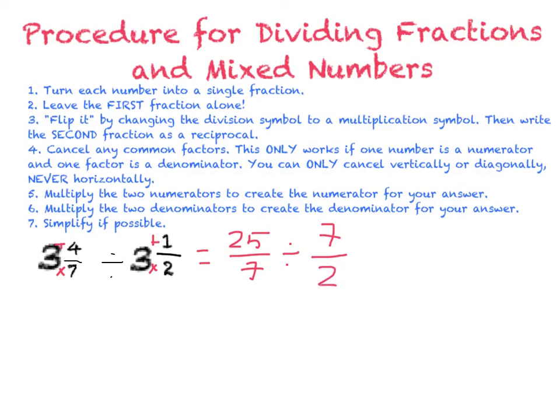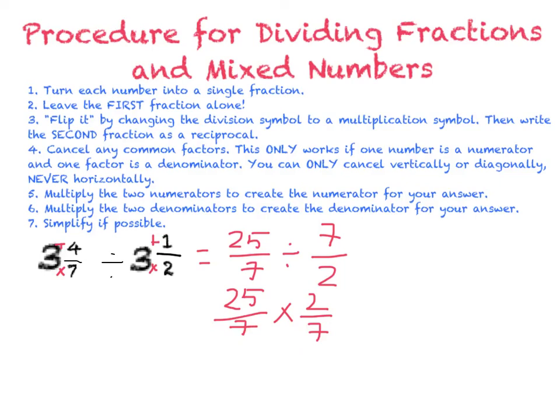Now again, it can be tempting to start canceling right now. We cannot go to the canceling step till after we've left one fraction alone and flipped and used our reciprocal. So I'm going to keep 25 sevenths, and I'm going to multiply that by 2 over 7. So notice with this one, again, I cannot cancel those 7s. They both end up horizontal as our denominators. There's no other way to do canceling, which does happen sometimes.